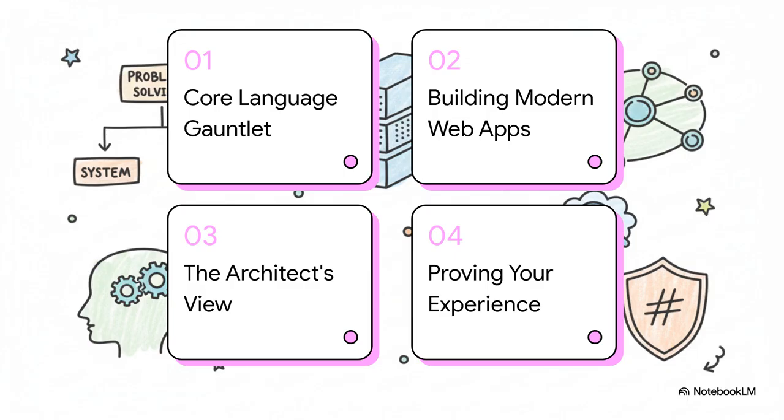Okay, so we're going to think of this as the interview gauntlet. It's got 4 main stages we'll walk through. First, the core language gauntlet. Then, building modern web apps. After that, we'll get into the architect's view, and we'll wrap up with a final challenge, proving your experience.